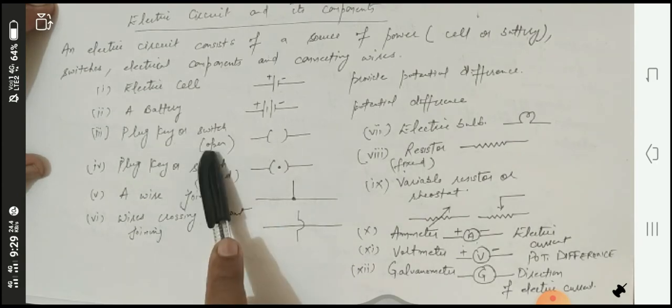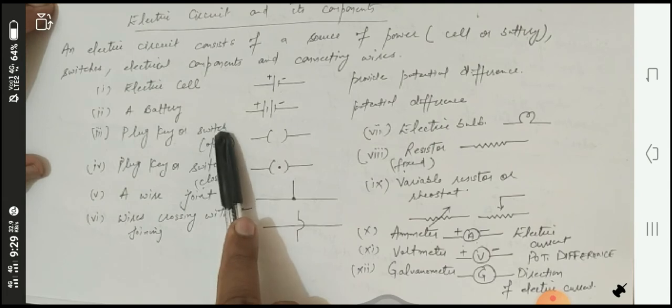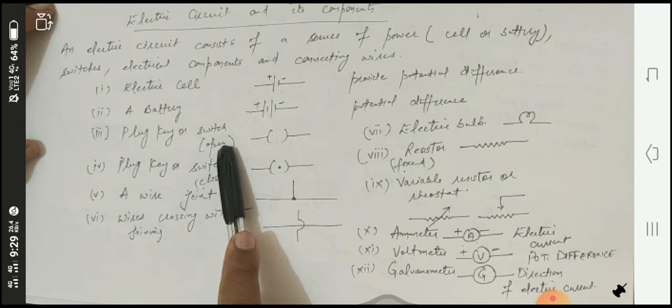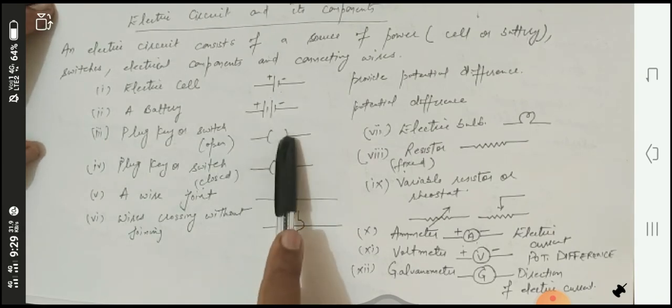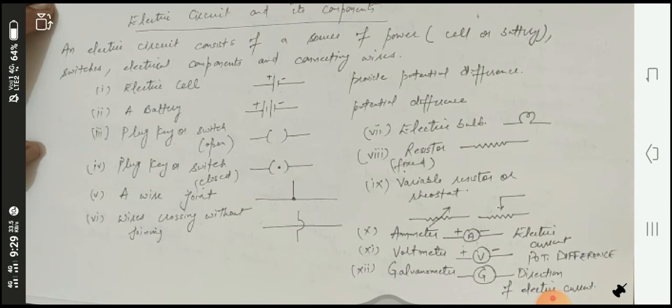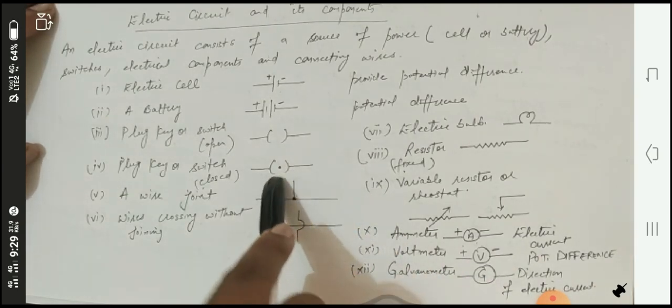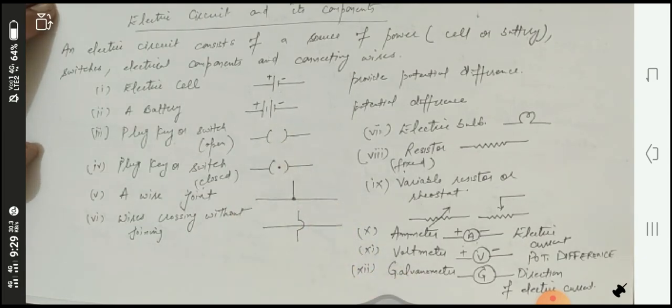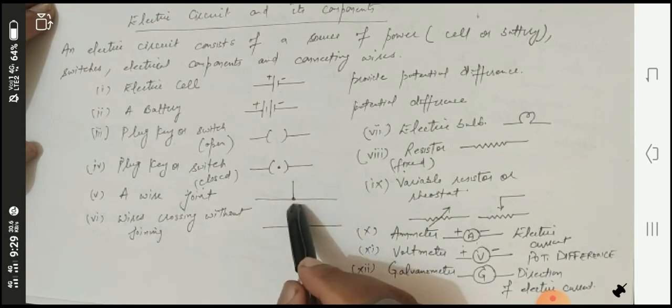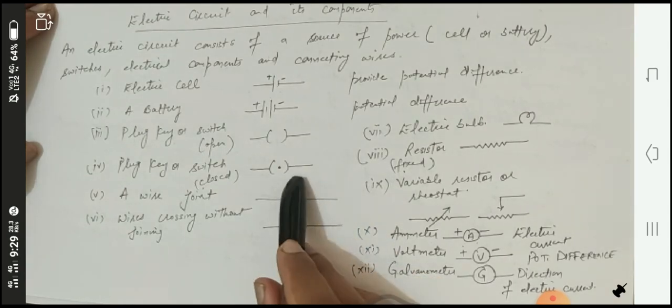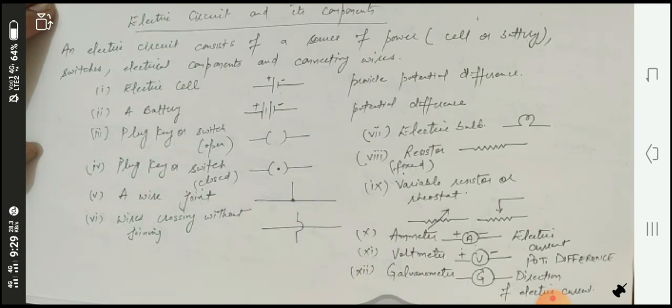Third one is plug key or switch. If you talk about an open switch, it means current is not flowing through the circuit. In that case, we will draw this. If we have a closed switch, it means the current is flowing through the circuit, then we have to draw a dot between these two. A wire joint, when you want to draw a joint, in that case we have to draw like this, a point where the wires are joining.